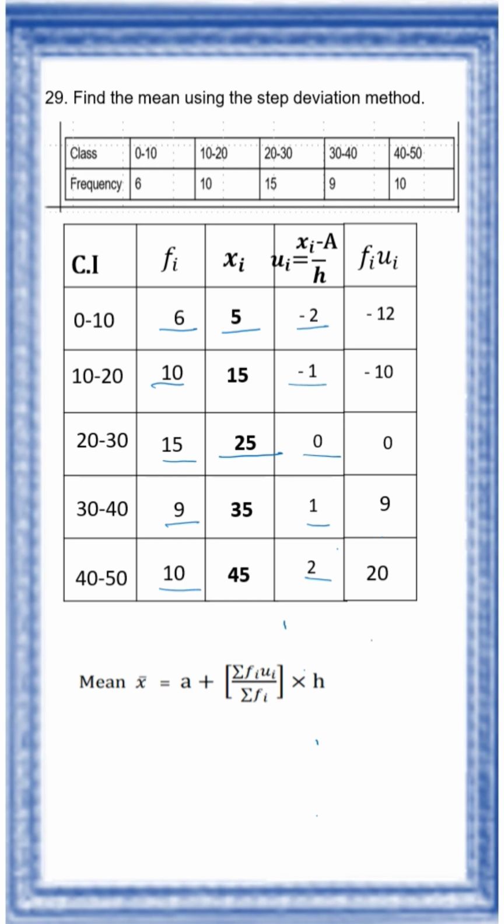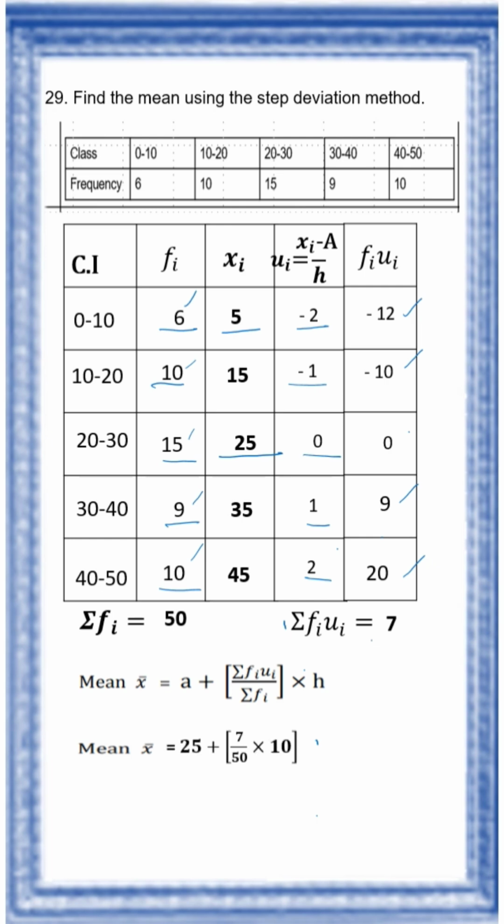Mean x dash is equal to a plus summation of fi ui upon summation of fi into h. So now let us calculate summation of fi, means you have to add all these things. You will get how much? 50. Summation of fi ui. You have to add all these things. You'll get 7 here.